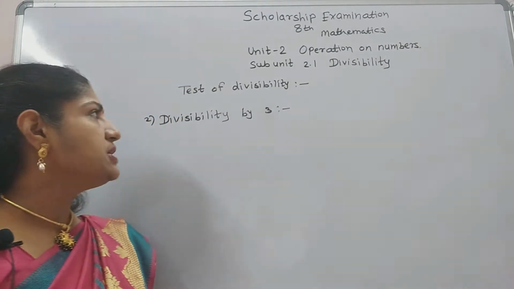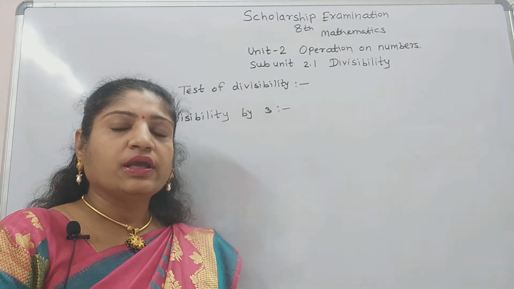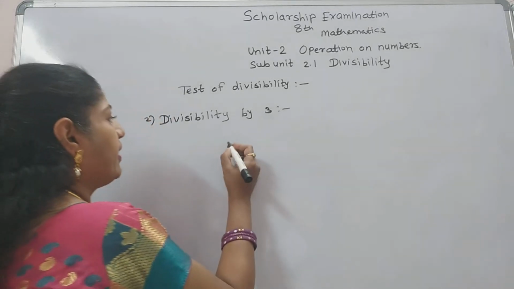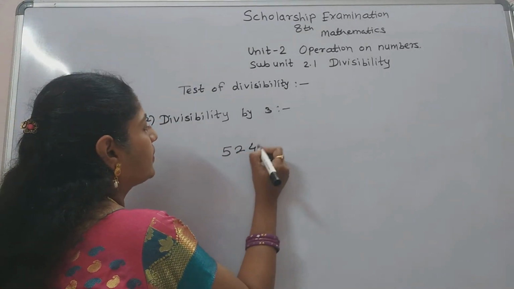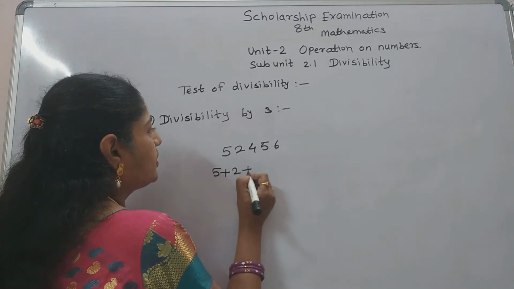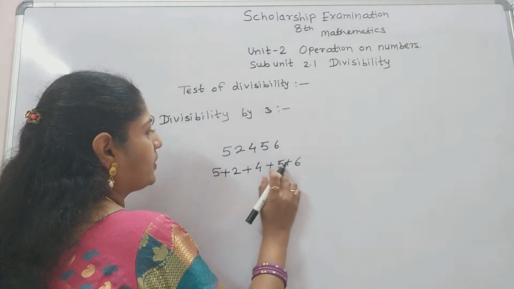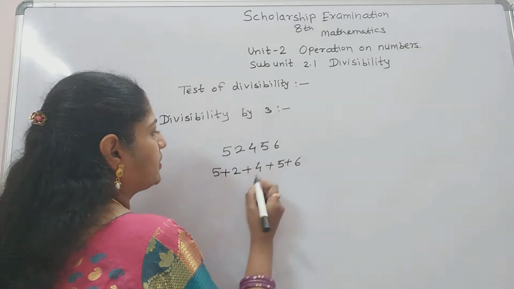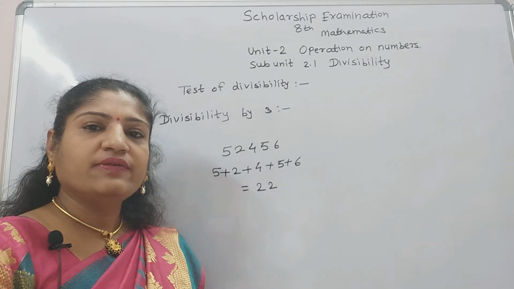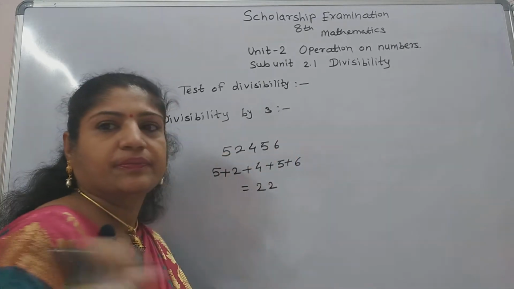Second test is divisibility by 3. If the sum of all the digits in the number is divisible by 3, then the number is divisible by 3. For example, take a number: 5 plus 2 plus 4 plus 5 plus 6 is 22. The sum is 22. 22 is not divisible by 3. So, this number is not divisible by 3.